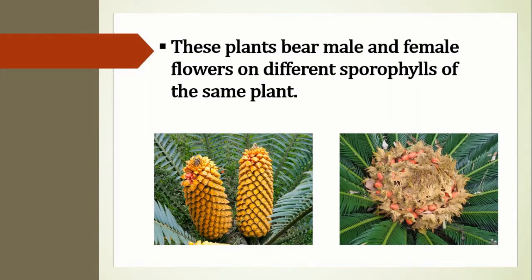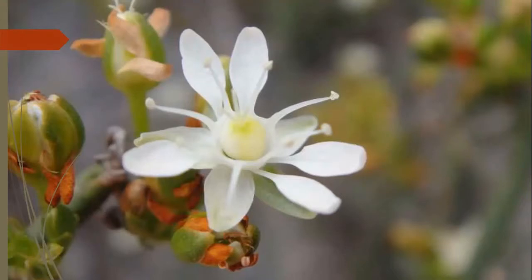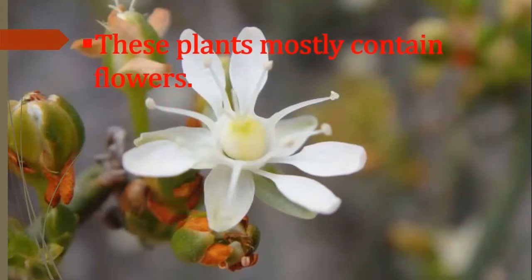These plants bear male and female flowers on different sporophylls of the same plant. A sporophyll is a leaf that bears sporangia. Plants mostly contain flowers.